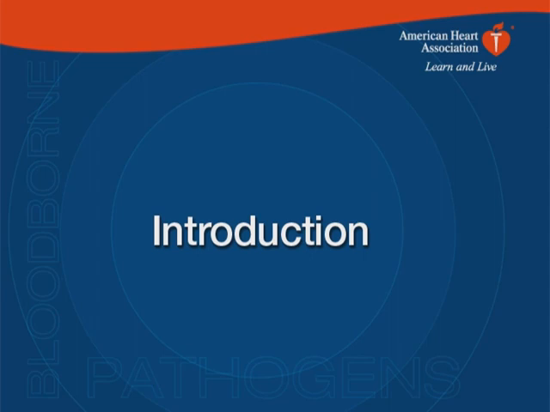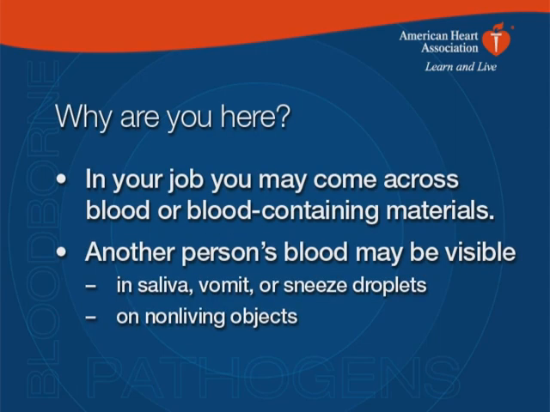This section is an introduction to the course. In your job, you may come across blood or blood-containing materials. Another person's blood may be visible in saliva, vomit, or sneeze droplets. Blood may also be found on non-living objects. This usually happens when blood from a person comes into contact with the object, but the object was not thoroughly cleaned afterward.